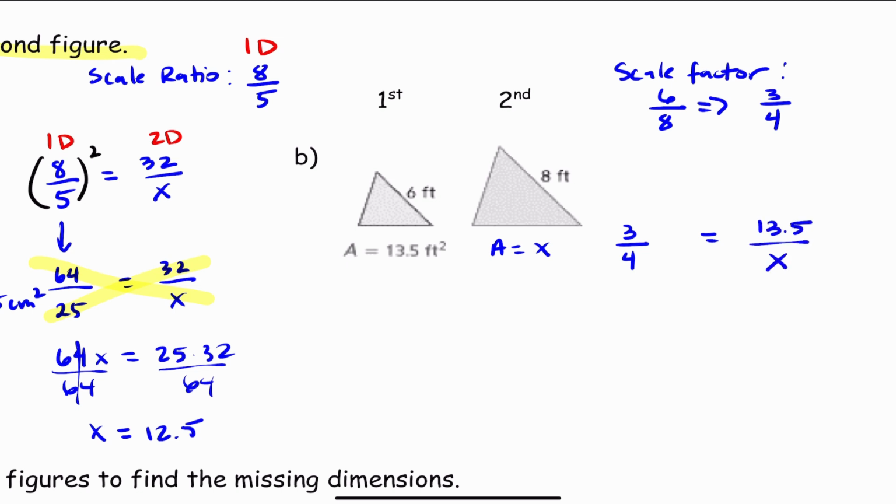13.5 over x. My scale factor is one-dimensional, and my areas are two-dimensional. So that means we're going to have to square the one-dimensional so it just becomes this two-dimensional ratio that I want. So 3 squared is 9, 4 squared is 16. That's going to equal 13.5 over x.